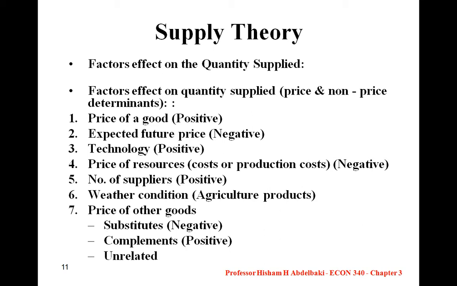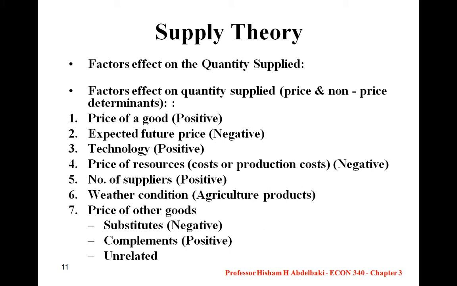The second part in this chapter is supply theory. To understand the first effect on supply, you have to put in your mind that you are a seller, a producer, and you want to get maximum profit. The objective of the firm is to maximize its profit. Profit equals total revenue minus total cost. So it's better to maximize your profit by maximizing total revenue or minimizing your total cost.